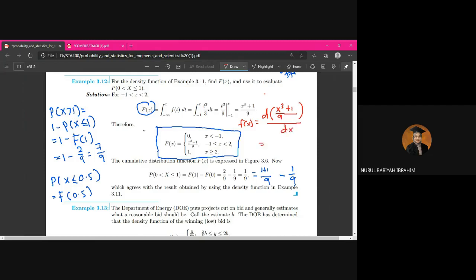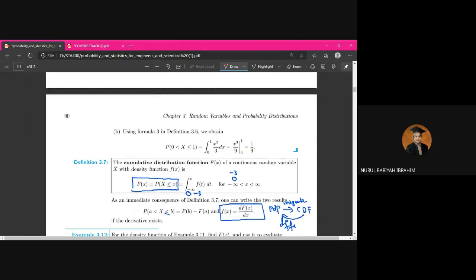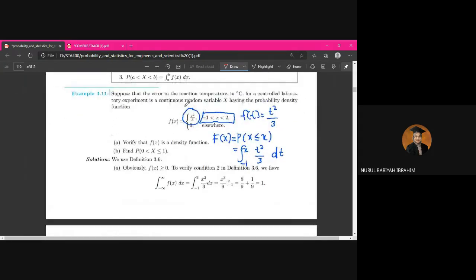Okay, bila differentiatekan x power of 3, you akan dapat 3x square, right? Plus 0, kan? Divide by 9. So from there, you akan dapat x square over 3. Sorry. X square over 3, which is the function of fx ni tadi. Is function x square over 3. Dapat balik small fx. So that is the way how to find the PDF if we have CDF.